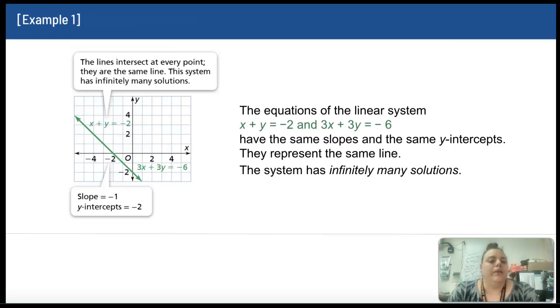The last one, we have the lines that are intersecting at every point. They are the same line, and so the system has infinitely many. When we look at their equations, what we notice is that the line has the same slope of -1 when graphed, and it goes through the same point on the y-axis of -2. Because they have the same slope and the same y-intercept, they represent the same line, and we say that there are infinitely many solutions.